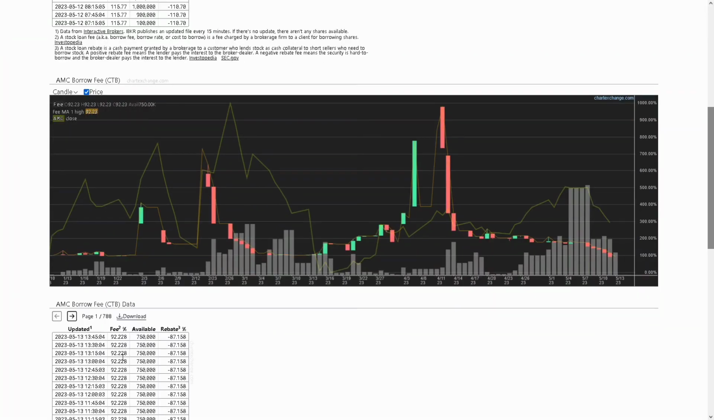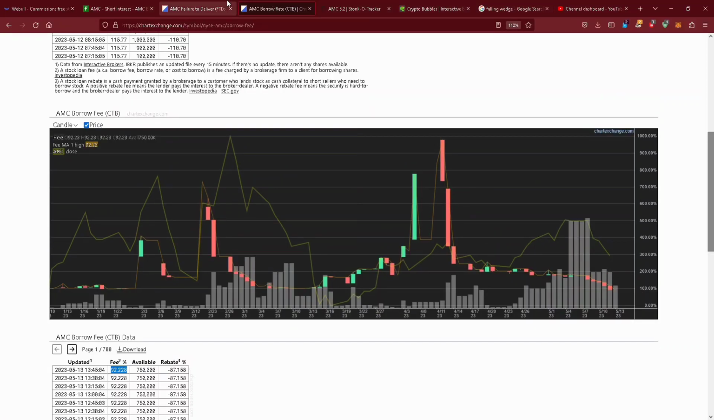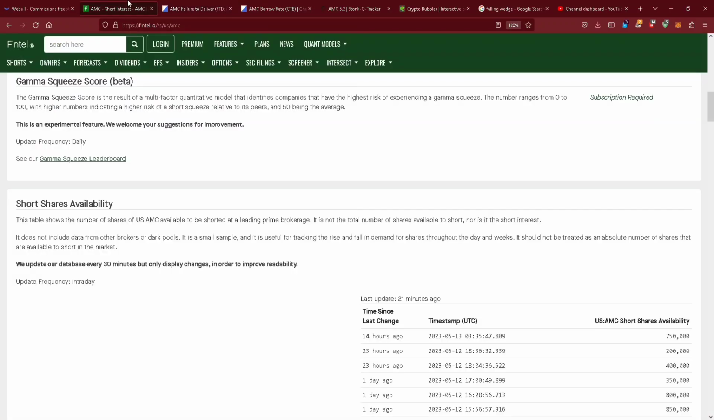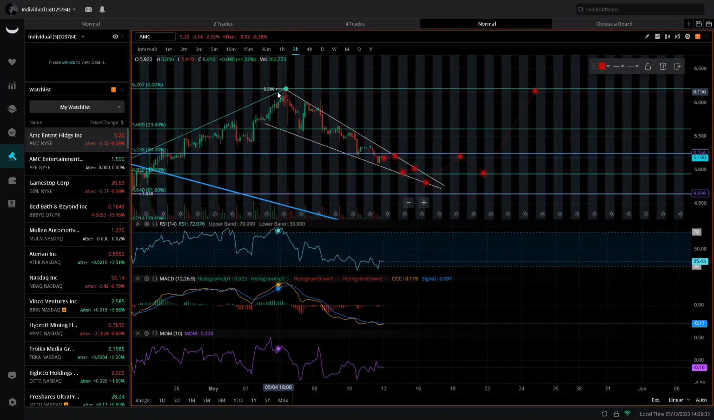Now, cost to borrow is still extremely high, 92% on average. That's still extremely high, but they are able to get shares even at these high valuations of 1,000%, 900% cost to borrow. So they are definitely able to get shares at these lower valuations of 190% cost to borrow, and we have been seeing the effects of it.